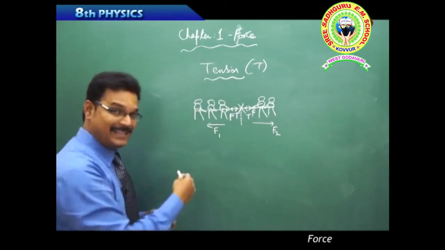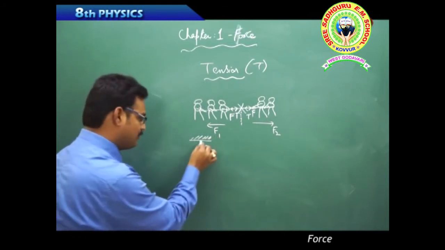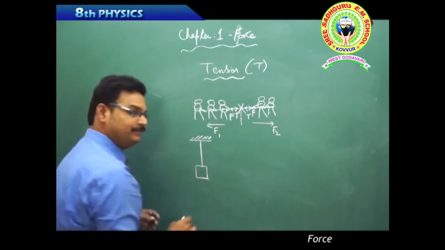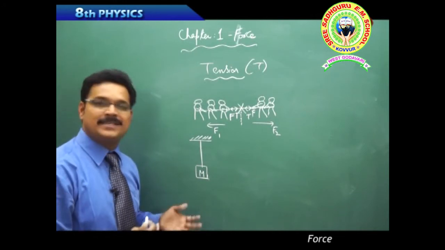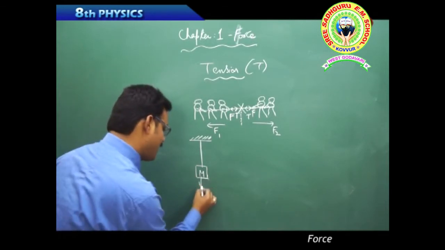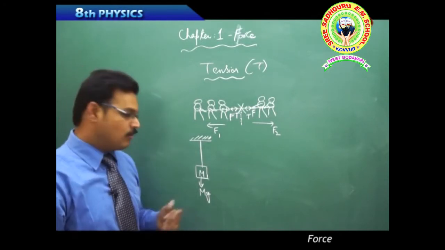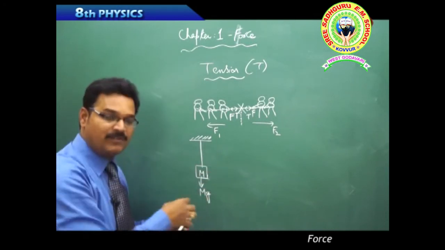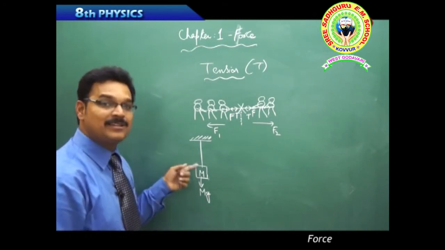So take another example. There is a support, a rigid support, and a string. The string is connected to a mass, capital M. All of you know that each and every body has weight. This body also has weight, acting in the downward direction, and the weight is mg. Weight formula is m into g. We know that. Now, because of the weight, the box M should fall, but it's not falling. Why?